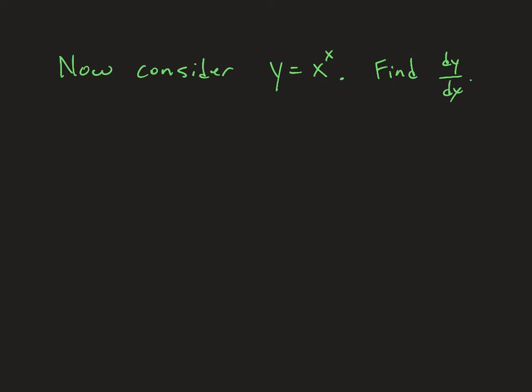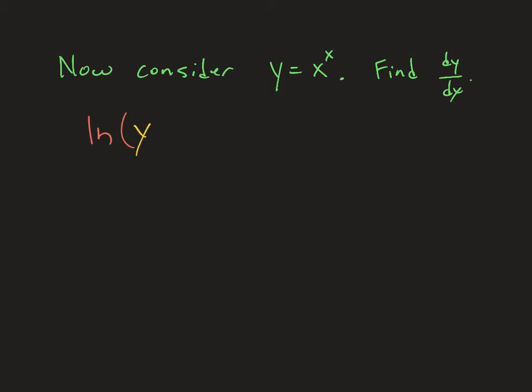Because the base of this power is a variable expression, x, and the exponent is also a variable expression, x. So this is much more difficult than e to the x, and it's much more difficult than x squared. Both the base and the exponent have functions of x in them. So we're going to apply logarithmic differentiation to this thing one more time. Not one more time, again in this example.